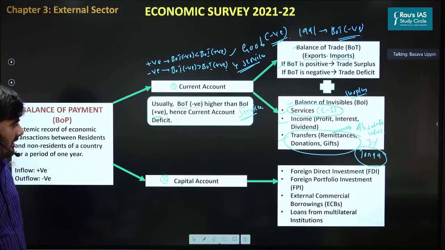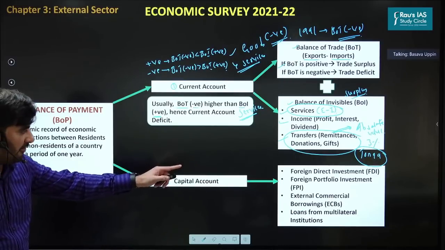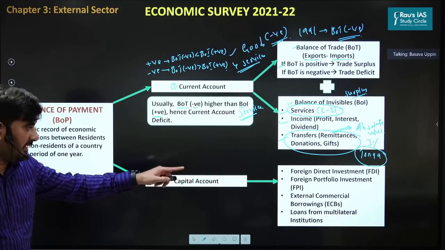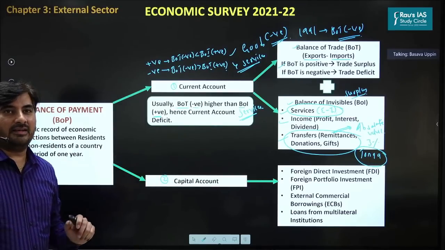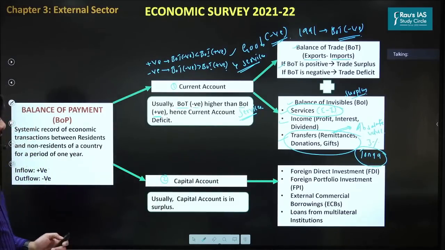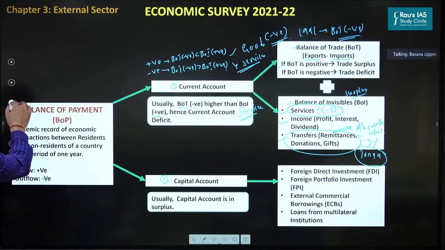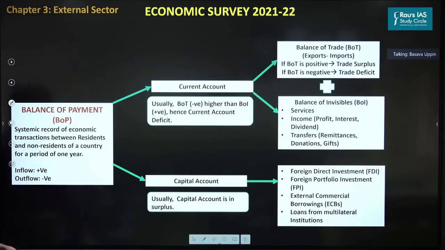As far as the capital account is concerned, in the capital account you have FDI, foreign direct investment, foreign portfolio investment, external commercial borrowings, and loans from multilateral institutions. So usually in case of India, the capital account is in surplus.